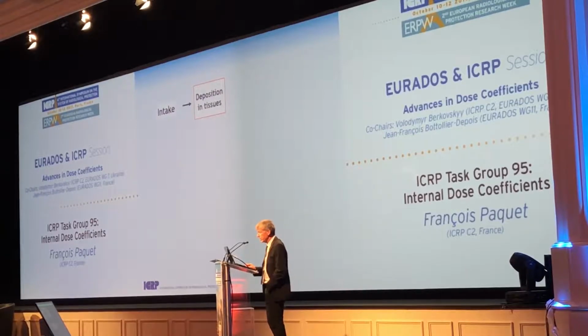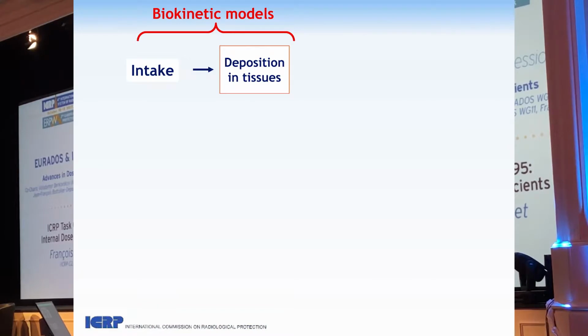Once you know the intake, you should know, radionuclide by radionuclide, where they go in the body, because depending on where they go, they will deliver the dose in one organ or another, and you should know how long they stay in the organ, because the longer they stay, the larger the dose. Since we cannot know every intake and every deposition in tissue for each element, the ICRP provides what we call the biokinetic model.